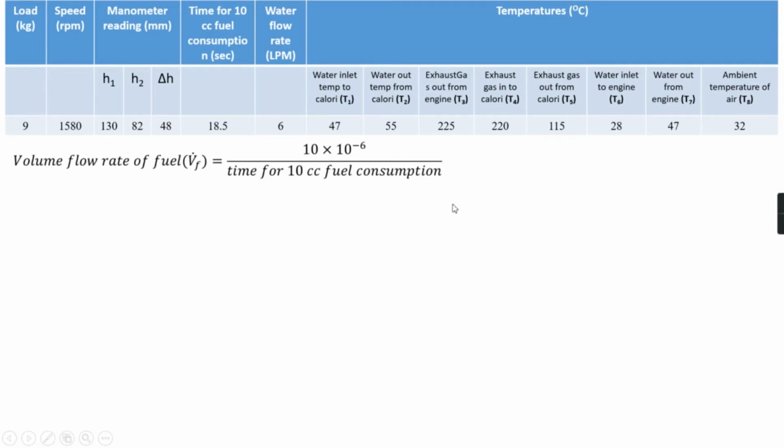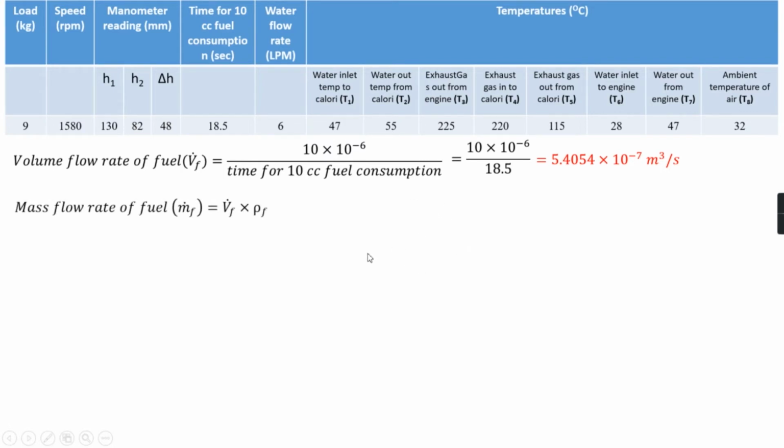First of all, I will be calculating the mass flow rate of the fuel. For that, I will first calculate the volume flow rate of the fuel, which is 10 into 10 raised to minus 6. I have converted this 10 cc of fuel consumption into 10 to the minus 6 meter cube of fuel consumption, so I have written it in terms of meter cube, divided by the time required to consume that amount of fuel. Time was 18.5, so that is 5.4 into 10 raised to minus 7 meter cube per second. That is the volume flow rate of fuel.